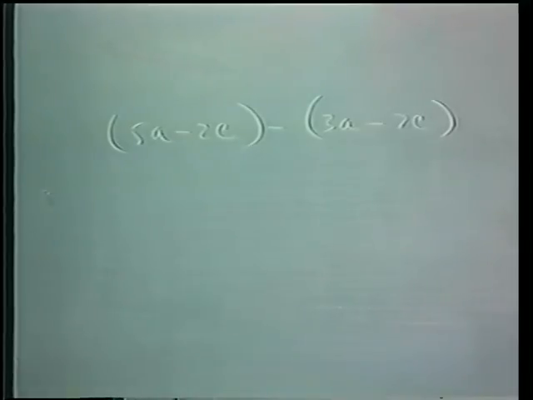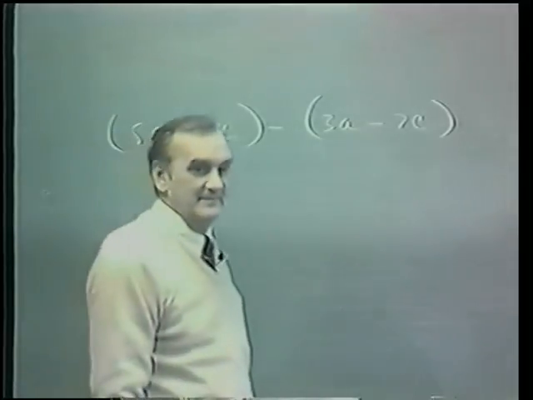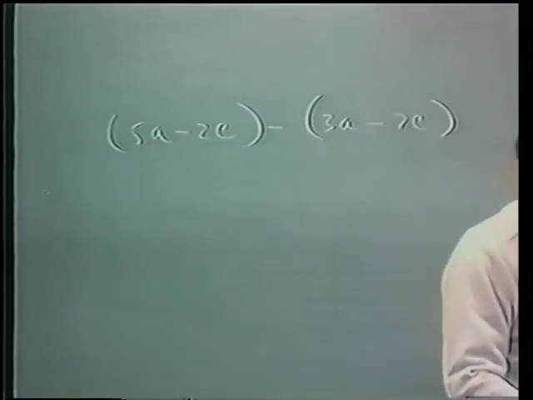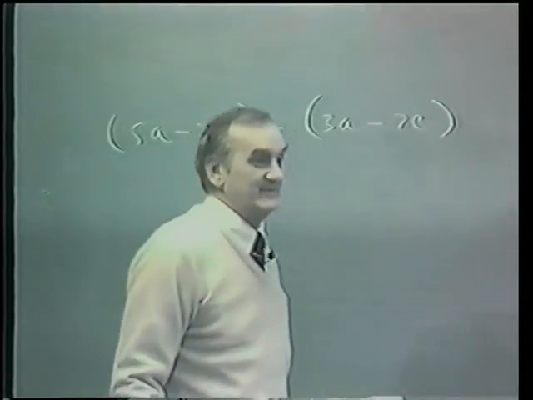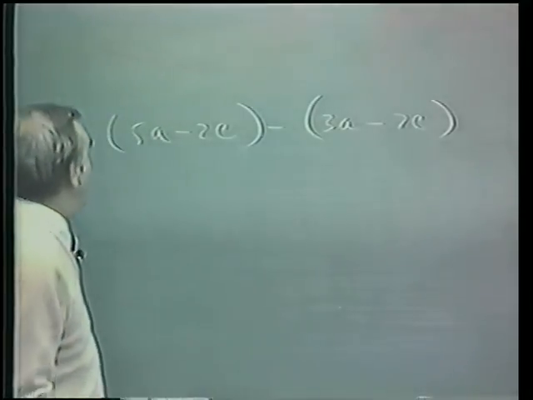Okay, Janet, what'd you get for an answer? 2a minus 9c. How many agree with her? You don't have a friend in class, Jan. Help. 2a minus 5c. 2a plus 5c. Okay. Well, one of those answers has to be right. Let's find out which one.